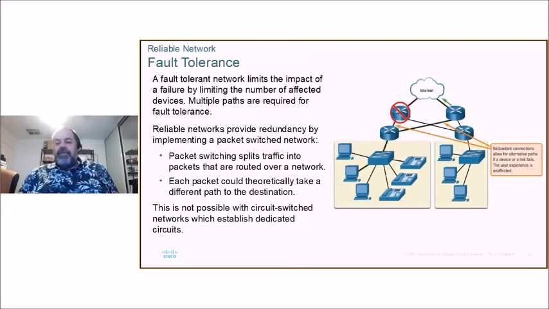And so here, as you can see, you've got this router that's failed, but because we've got alternate links and alternate devices, we're able to actually reroute that traffic through this one into the rest of the world. And so, yeah, that is a fault-tolerant design.